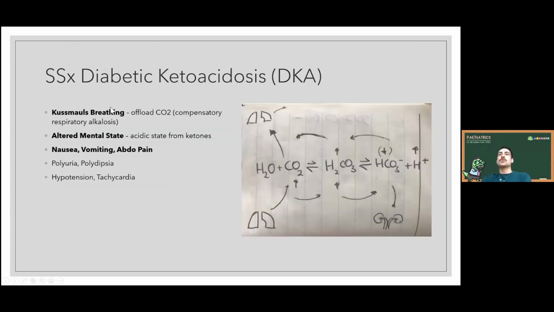So signs and symptoms, you get this Kussmaul's breathing, which is these really deep breaths, and that's them offloading CO2. So you could probably remember this formula from pre-clin years where you're constantly in balance of this. And so when you have an increase of hydrogen ions, that combines with your bicarb and pushes the equation to the left. And then you've got high CO2, so you're breathing that off in your lungs. So you're compensating for your metabolic acidosis by breathing off the CO2. And then you can get altered mental state from that acidosis, and nausea, vomiting, and abdo pain.